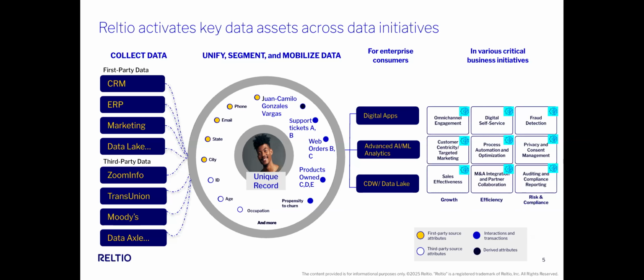In this example specifically, we're showing an individual whose identity is signified by the attributes in the yellow color. Reltio can further enrich that identity with additional attributes or third-party attributes that you see in the white circle. These could be their purchases, their surveys, their responses, and certs.